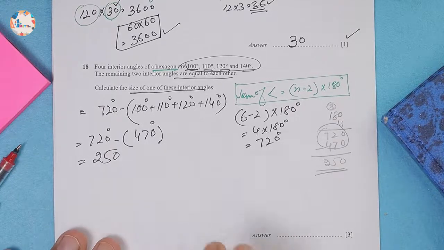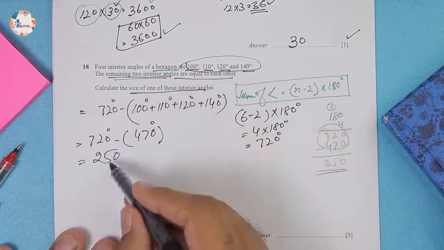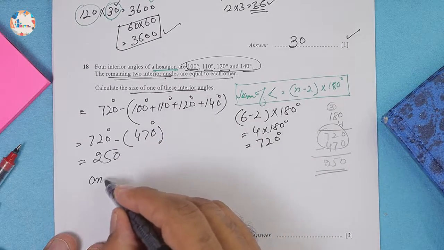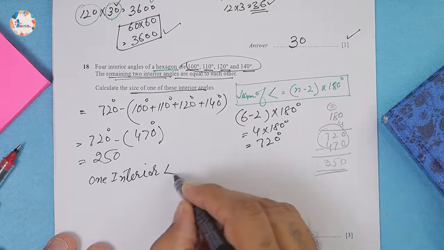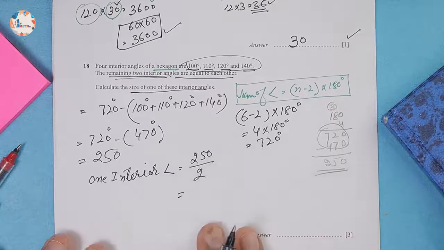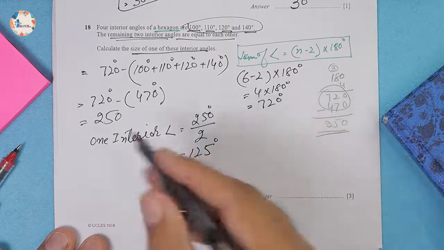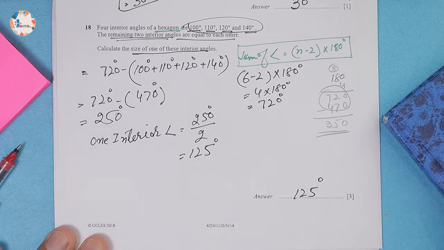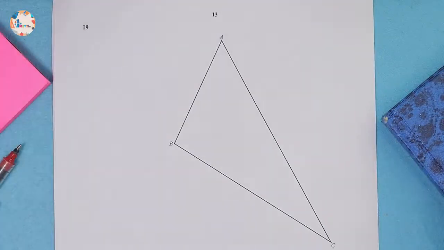Which is divided into 2 interior angles which are the same, right? So the size of one of these interior angles will be equal to 250 divided by 2, and this will be equal to 125 degrees, and this will be our final answer over here. It was a 3-mark question. I have explained each and everything for this question. Hopefully you understood this.